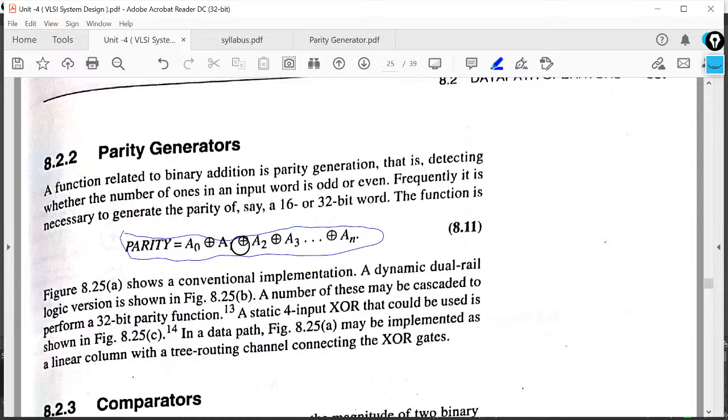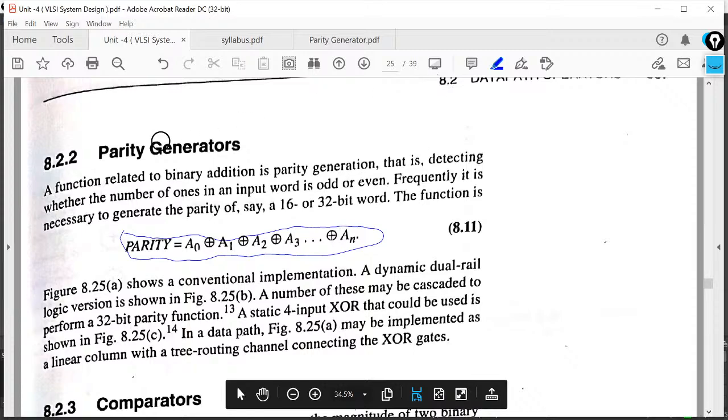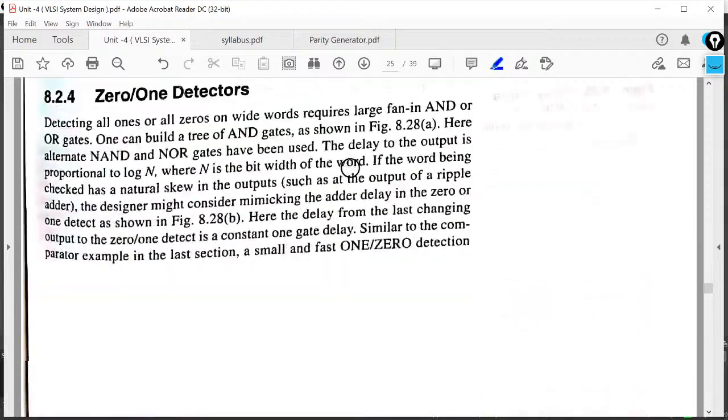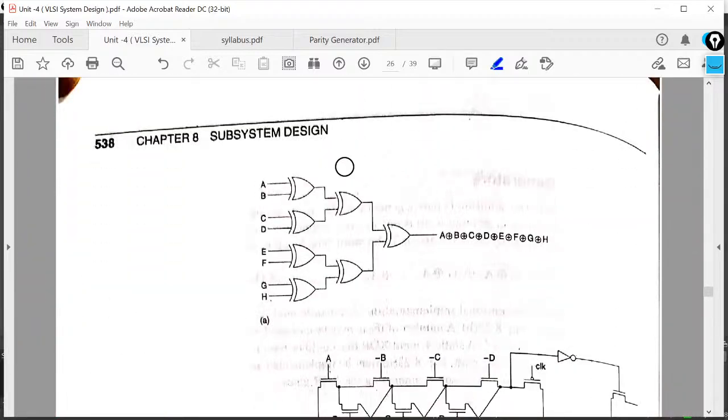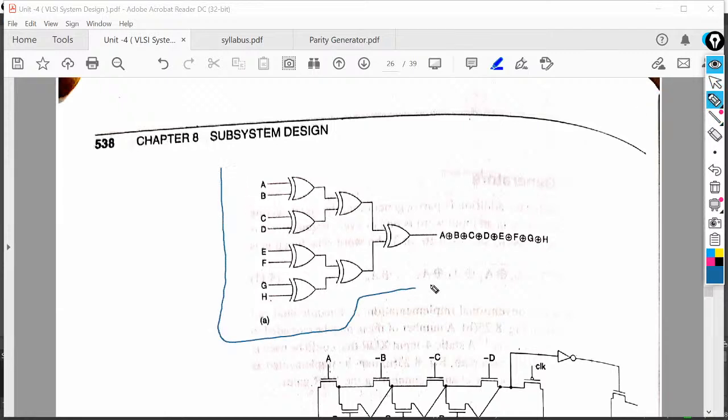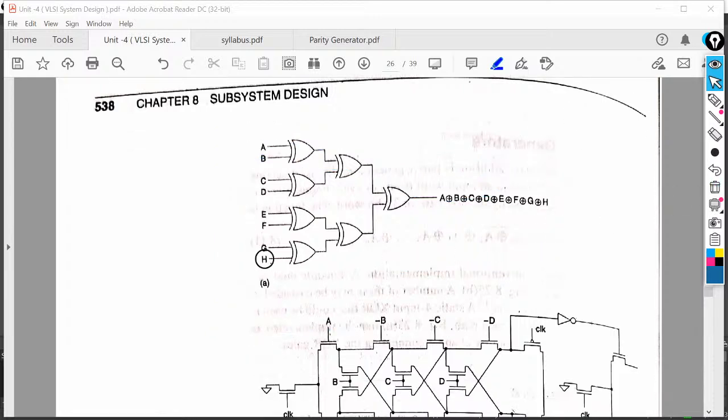Parity equals a0 XOR a1 XOR a2 XOR a3, and so on. This parity generator can be of 16 bits, or 32 bits, according to the length of the bit stream. This is the theoretical portion represented in your textbook, and the circuit diagram, the gate level structure, for this parity generator is represented here. This is the gate level design of a parity generator circuit.